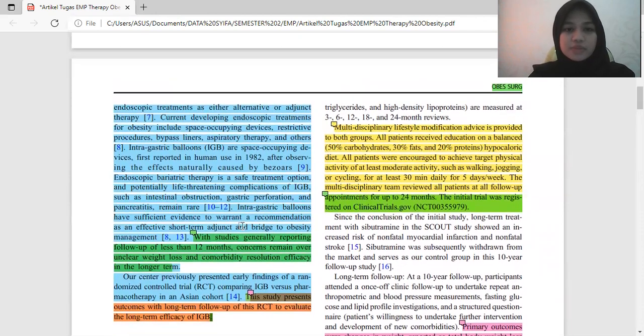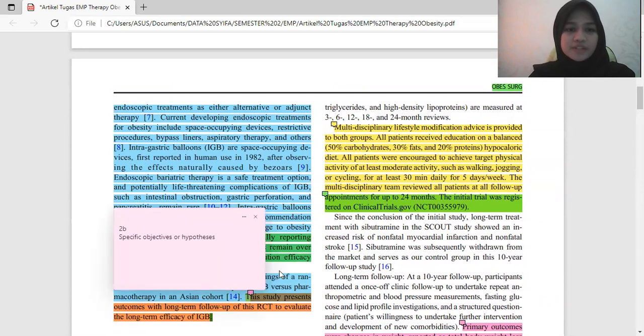Next is number 2B. The number 2B is specific objectives or hypothesis. For number 2B, we can see the last paragraph here. This study presents outcomes with long-term follow-up of this RCT to evaluate the long-term efficacy for IGB. So number 2B is available.